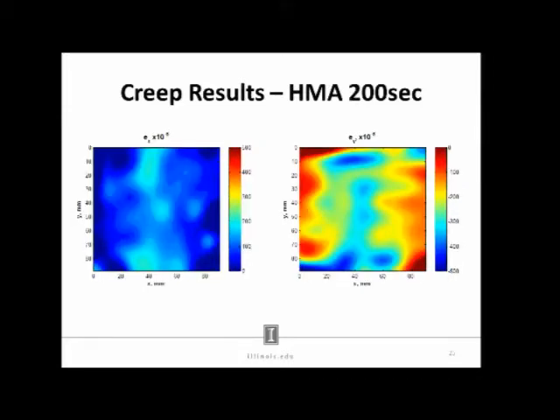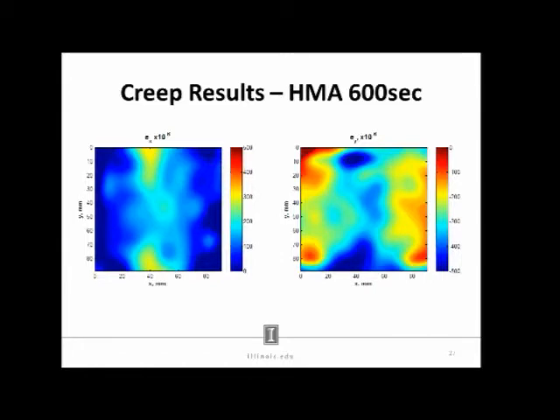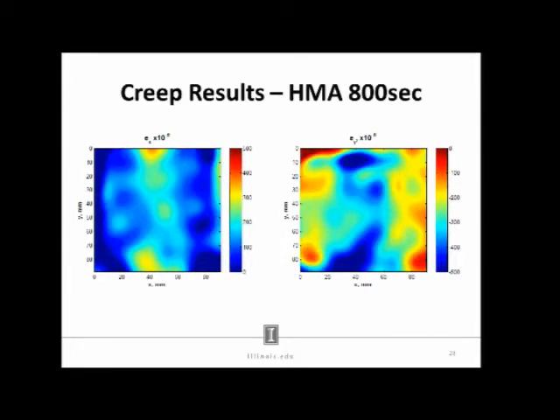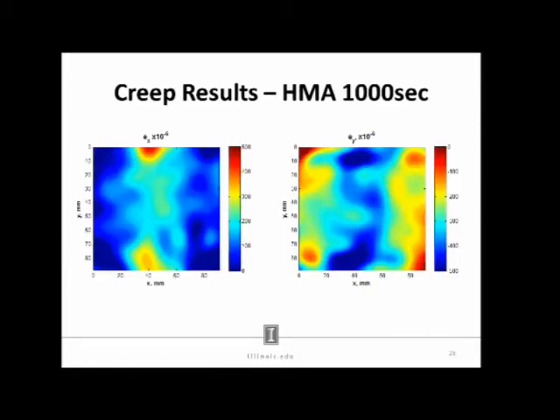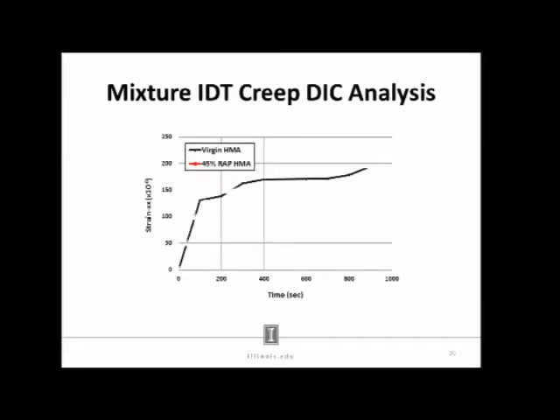So as you can see, it doesn't look as nice as the binder results. I wasn't surprised by that. Obviously, you're dealing with a 9.5 millimeter nominal max aggregate size mixture. But in the end, you are seeing similar results to what we'd anticipate with the HMA, which led us to looking at the strain in the X direction.